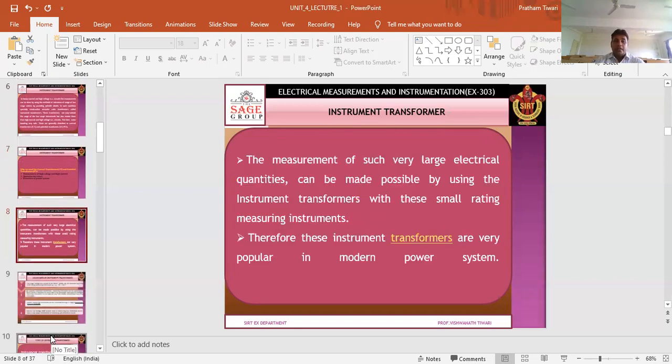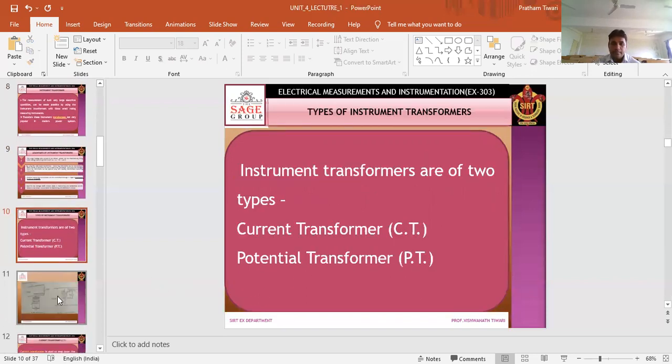Next, the measurement of such very large electrical quantities can be made possible by using instrument transformers with these small rating measurements. Therefore, these instrument transformers are very popular in modern power systems. The instrument transformer has two types: current transformers and potential transformers. Current transformers are shortly called CT and potential transformers are shortly called PT.